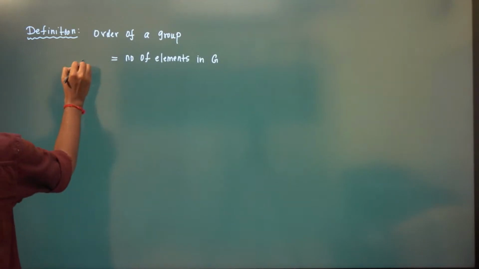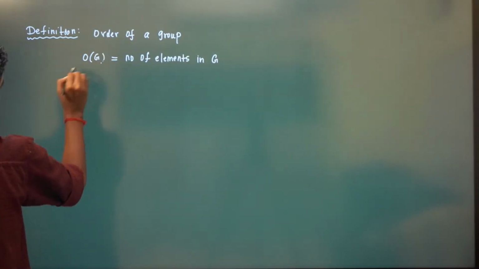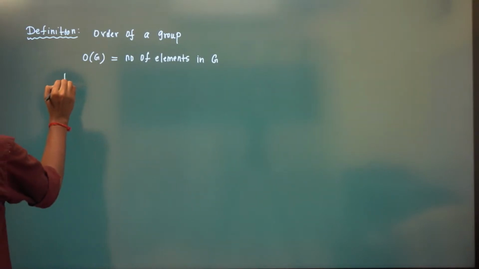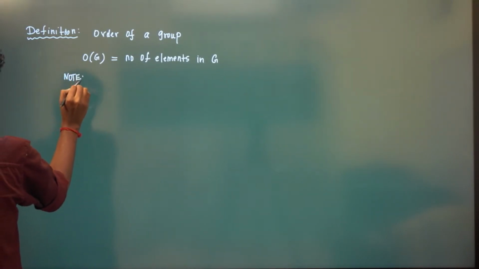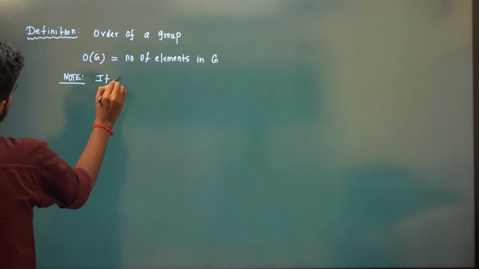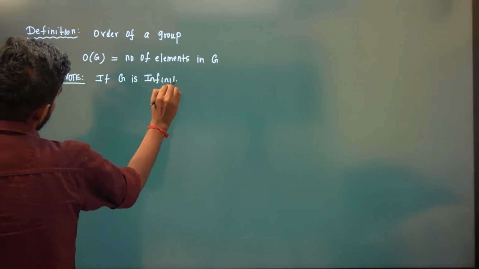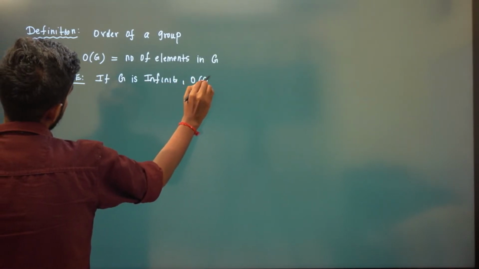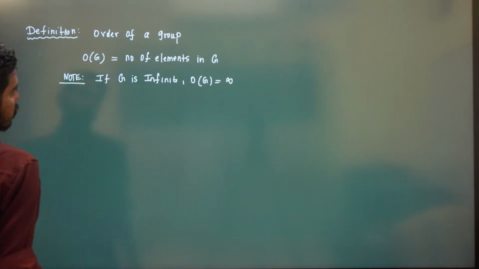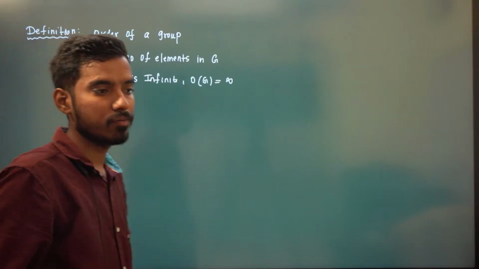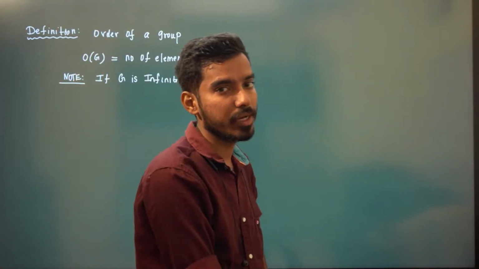It is called O of G. Order of group. Note: if G is infinite, order of G is infinite. We are giving the first 13 examples are infinite groups.